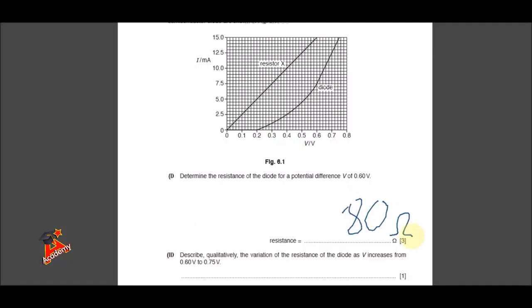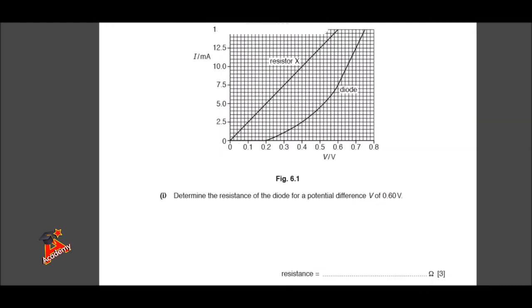Describe qualitatively the variation of the resistance of the diode as V increases from 0.6 to 0.75 volts. Qualitatively, so we're just going to say, does it increase, does it decrease? In this case, the graph shows that as current increases, the resistance decreases.